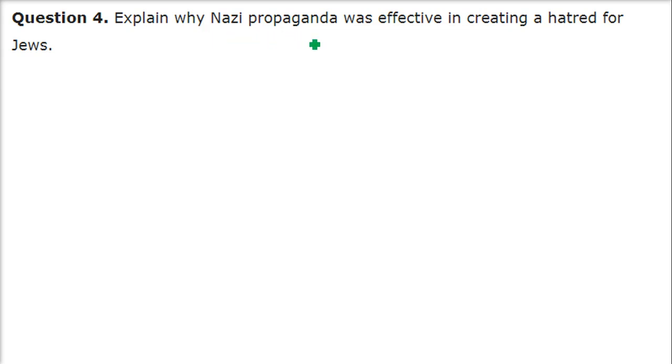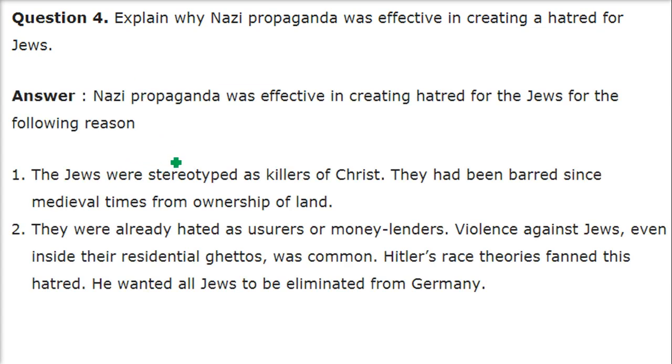Explain why Nazi propaganda was effective in creating a hatred for Jews. Even the Jews started thinking that they were like this because of the propaganda. The Nazi propaganda was effective in creating hatred for the Jews for these reasons. That is, the Jews were stereotyped as killers of Christ.